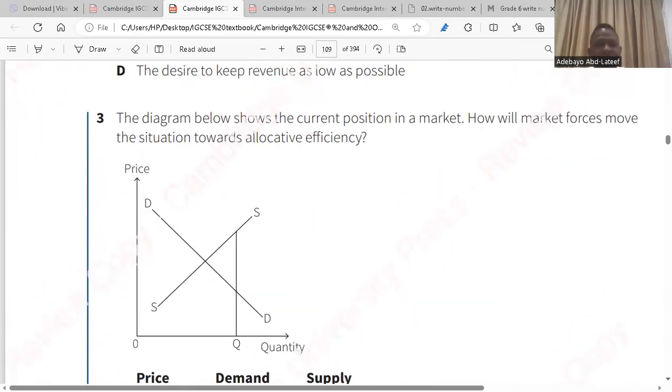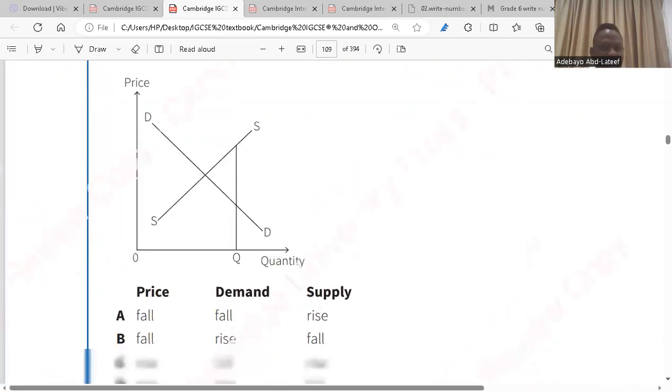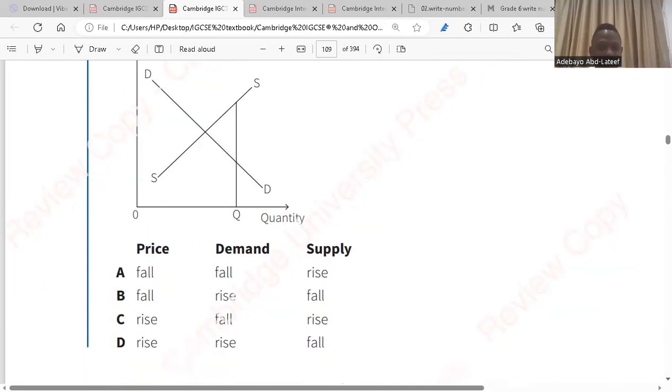The third point, they said, the diagram below shows the current position in the market. How will market forces move the decision towards allocative efficiency? Now it is inefficient. So to make it allocatively efficient, what will you do? Raise the supply? Supply is already raised. So demand will rise. Price will fall for allocative efficiency. Look at where supply is. There's more supply, and there is low demand.